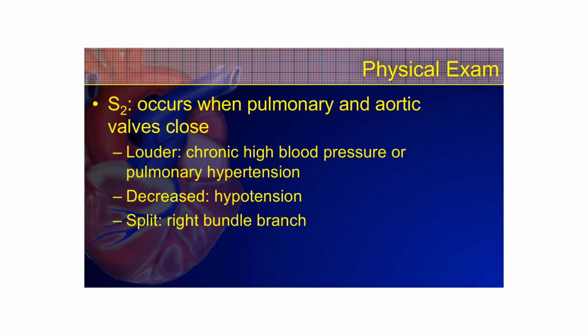And it might be split when you have bundle branch blocks because, in the case of a right bundle branch block, you'll have a delay in the pulmonic valve closing. And with a left bundle branch block, you may actually have a delay in the aortic valve closing. So you can have a decreased or split sound in those cases.